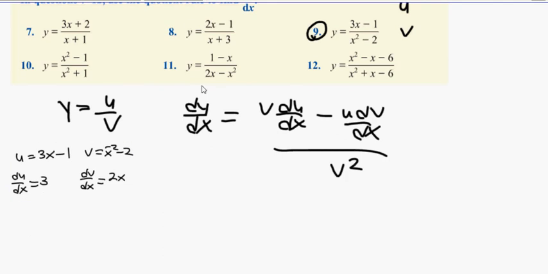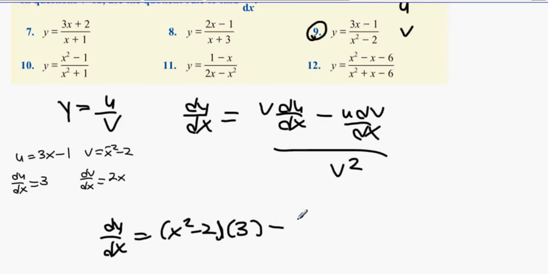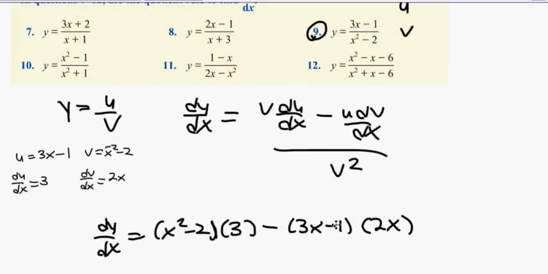Now start off. dy/dx is equal to phi times du/dx. Phi is x squared minus 2. du/dx is 3. Minus u times dv/dx, which is 3x minus 1, and then dv/dx is 2x. Now, what I like to do in scenarios like this is move the smaller one to the front. So I'm going to change that around to 2x bracket 3x minus 1.